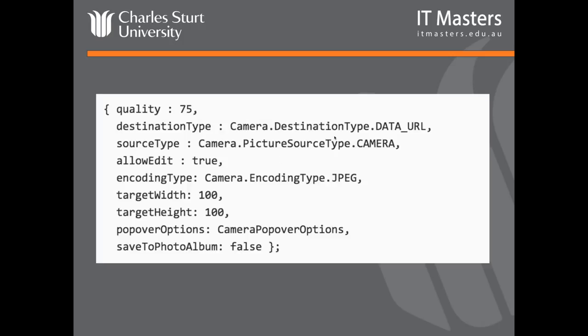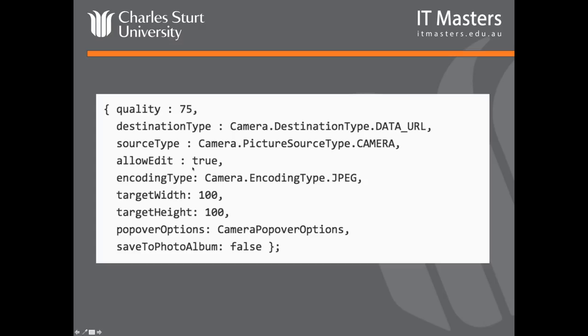Okay, now here are some settings. As I said, there are a bunch of settings that you can set before you take the photo. So this is where we're going to send it. Is it just going to be returned as data or is it going to be returned as a file? This is the source, where we're actually getting it from. So we can actually choose the front or the back camera too, if your device has one, so it doesn't necessarily have to be the forward-facing camera.